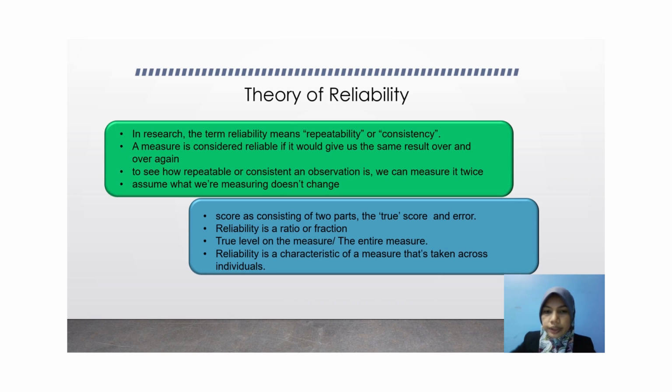Okay, next is the theory of reliability. As I said in the first slide, in research, the term reliability means repeatability or consistency. A measure is considered reliable if it would give us the same result over and over again. To see how repeatable or consistent an observation is, we can measure it twice. And if we assume that the measurement doesn't change between the time of our first and second observation, we can begin to understand how we get a reliability.